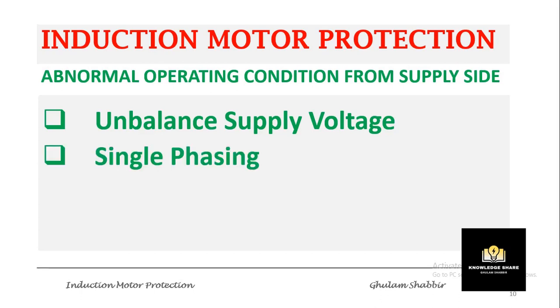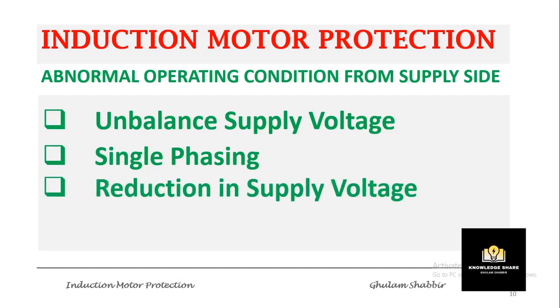Single phasing can occur because of the non-closure of one of the poles of a three-phase contactor or a circuit breaker, or a fuse failure or similar causes. Single phasing causes negative sequence current to flow. The motor has a limited ability to carry negative sequence current because of thermal limitation. Single phasing causes the motor to develop insufficient torque, leading to stalling, making the motor draw excessive current, and finally leads to burnout unless the motor is tripped.